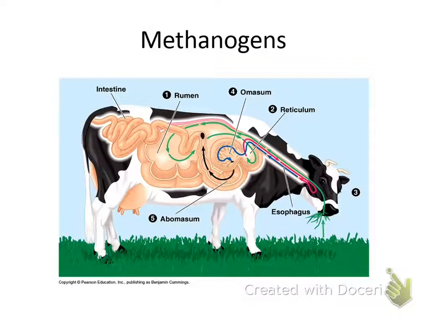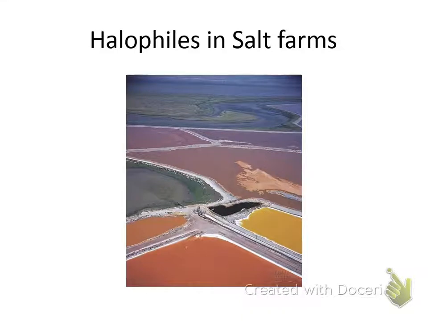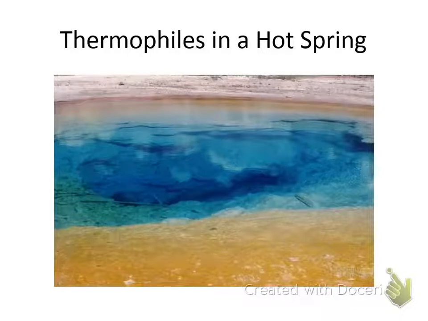Halophiles, these are salt lovers. You know this from the game. HALO means salt. So a halophile is a bacteria that would feed on salt. Not many bacteria feed on salt, but the ones that do we call halophiles. So there's halophiles in a salt farm. Isn't that pretty? And then a thermophile is going to be in a hot spring. Not many bacteria can live in hot places. So a bacteria that can live in hot places, we call them a thermophile. So they like extreme temperatures, extreme salt, and then extreme environments like methane.